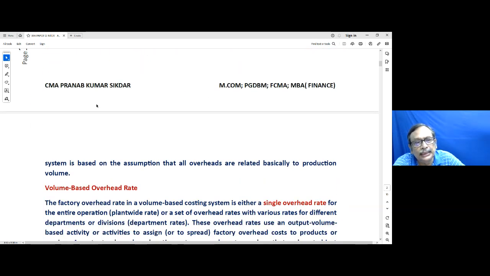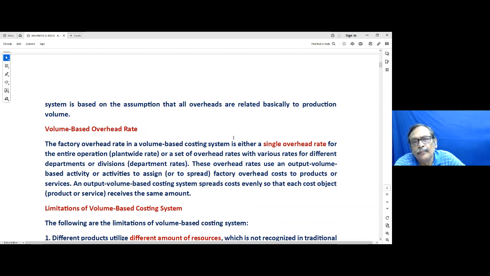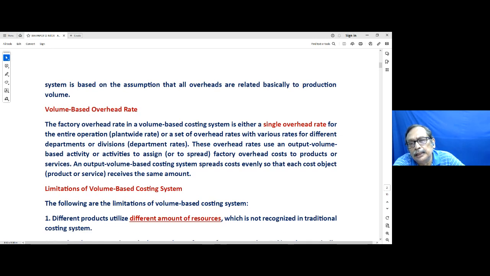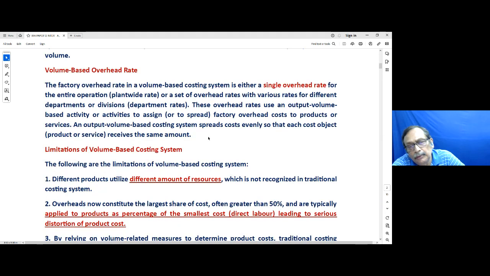This costing system is based on the assumption that all overheads are related basically to production volume. Mind that traditional costing gives emphasis to the view that all overheads are related basically to production volume. But in a practical, modern scenario, this is not actually correct. Why? That I am going to discuss. Now, let me discuss volume-based overhead rate.